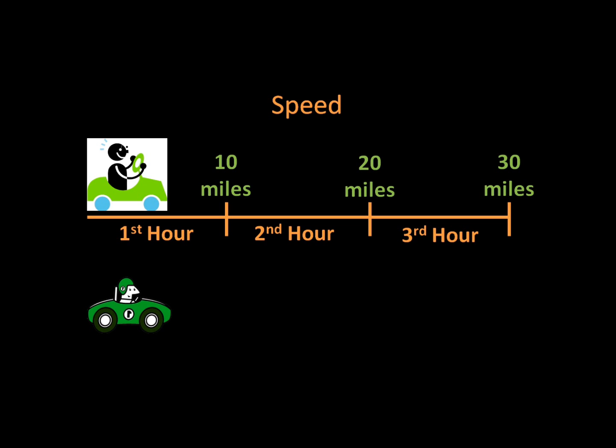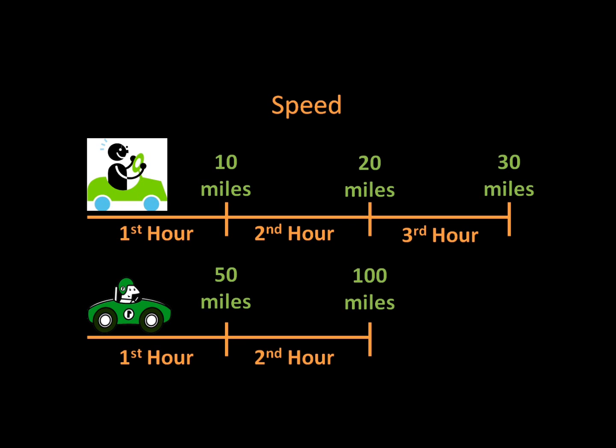If I'm driving fast, I might drive 50 miles per hour. That means that in 1 hour, I will travel 50 miles. In 2 hours, I will have traveled a total of 100 miles. In 3 hours, 150 miles total, and so on.